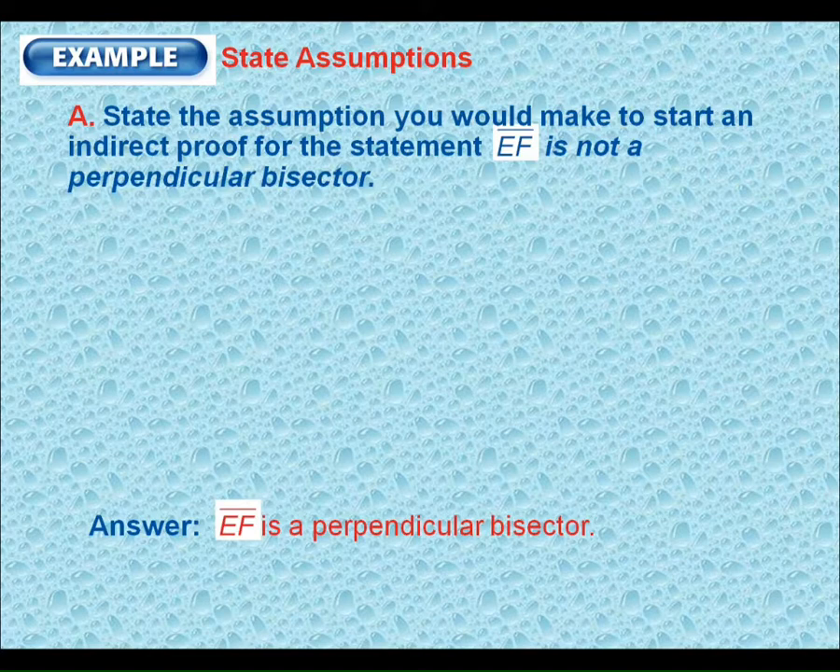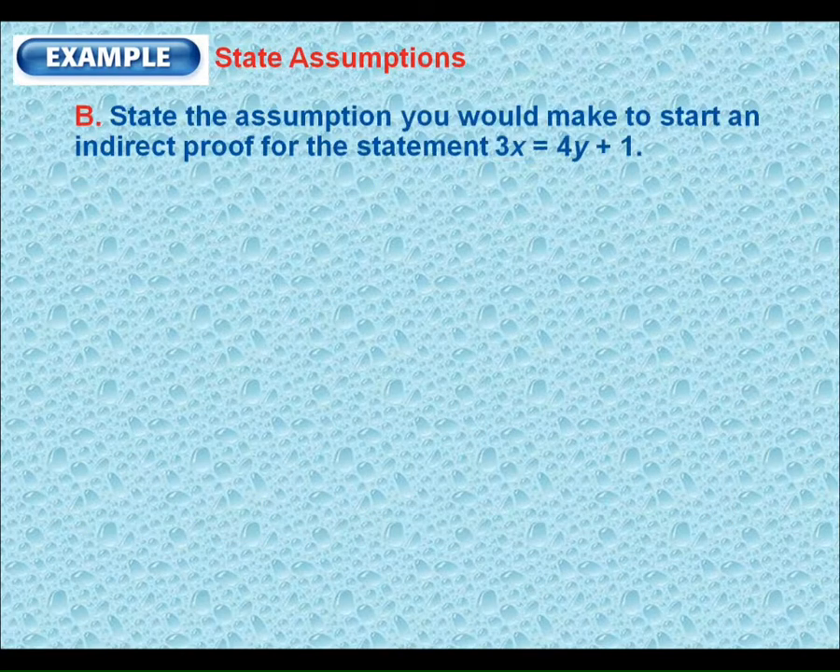There will be quiz or test questions that just say: state the assumption you would make given this information to start an indirect proof. You assume the opposite. So same thing, if I told you to state the assumption you would make to start an indirect proof for 3x = 4y + 1, how would we assume this is false?